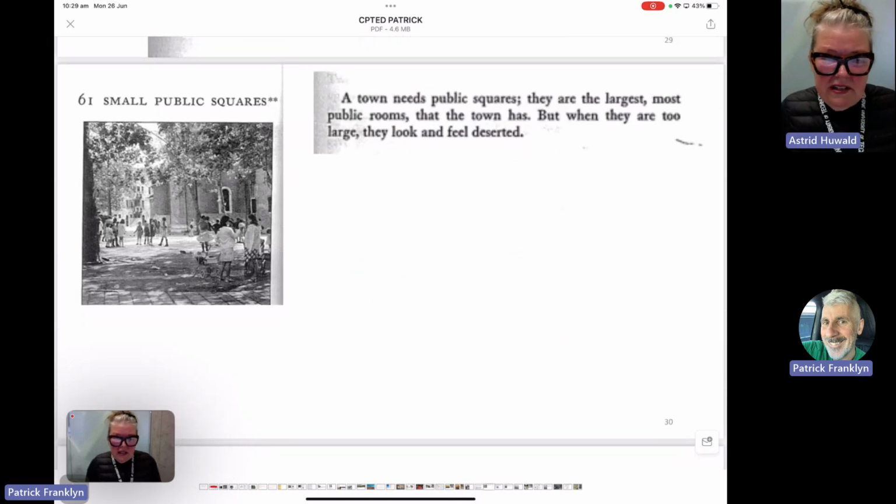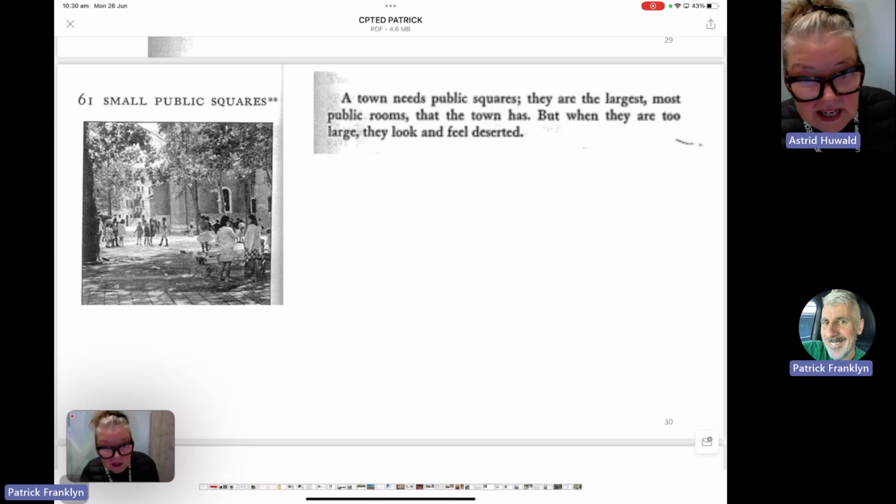And also this slide talks, these are all of Christopher Alexander's patterns of the successful attributes of the pre-industrial city. And what he states, and you can see here, it looks like a small Italian piazza.